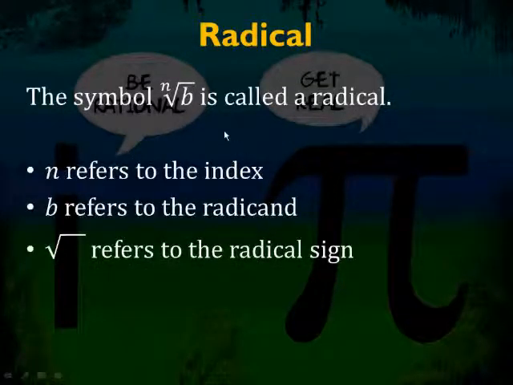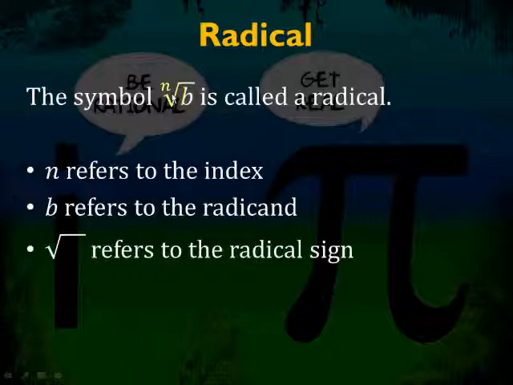Alright, this symbol is called a radical. The n refers to the index, the b refers to the radicand, and this is, of course, the radical sign. I will never test you on what these words mean, but you'll need to know what they refer to in case I mention them in class or to you individually.